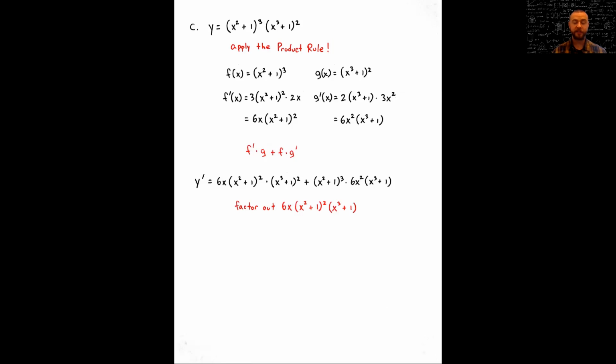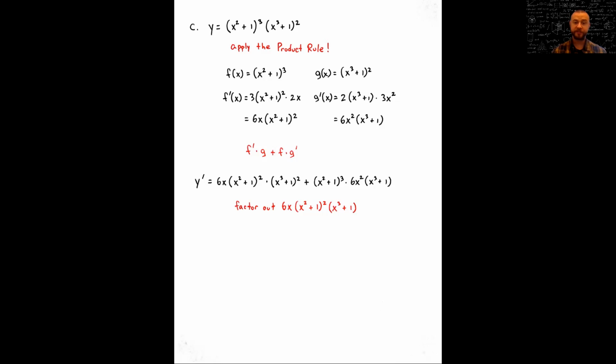Now, between those common factors, you can always factor out the smaller power. So we're going to factor out from both terms, to the left and right of the addition sign, 6x times (x squared plus 1) squared times (x cubed plus 1). Now, if your algebra skills are top-notch, you should be very comfortable with this. If you're having difficulties with this factoring out, your algebra skills could be brushed up a little bit, but this is a good problem to practice that.